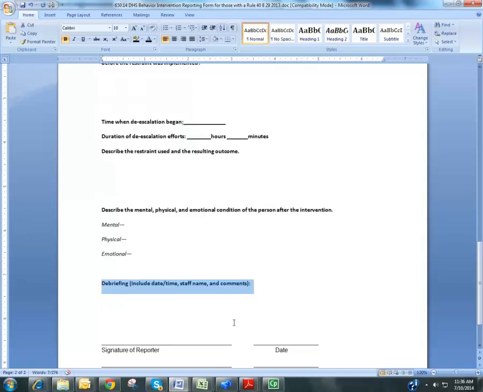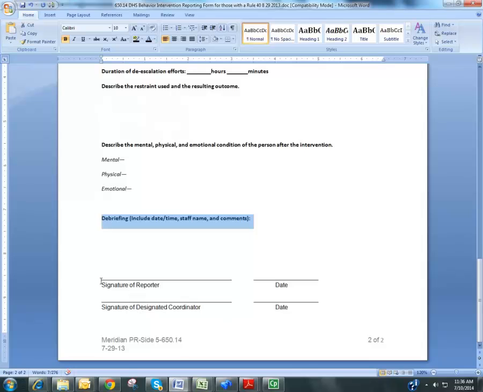So it's really something that we owe to the person to try to figure out better ways of handling that situation, and that we're doing some brainstorming with each other and debriefing to come up with better solutions. And then, of course, at the bottom, very important that you put your signature and that you indicate the date. So there is a brief explanation on how to do the BIRF.